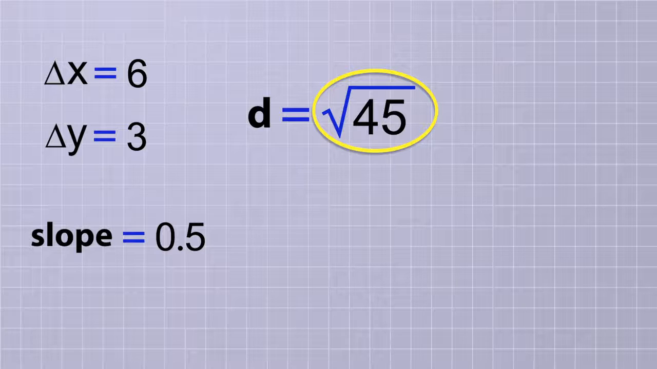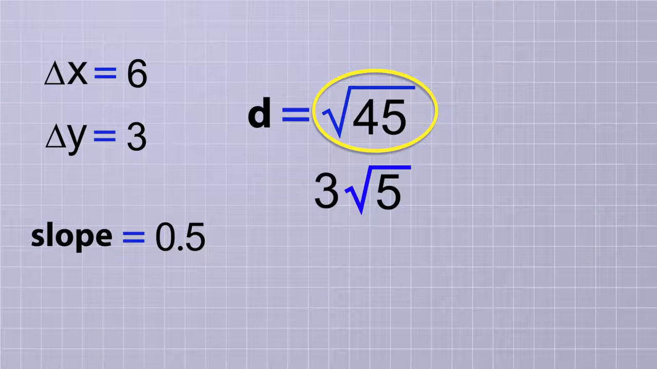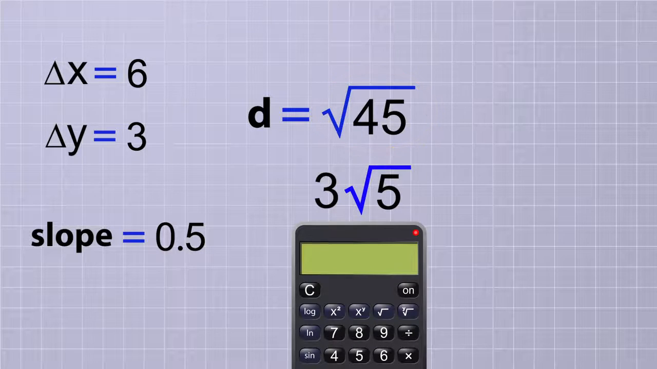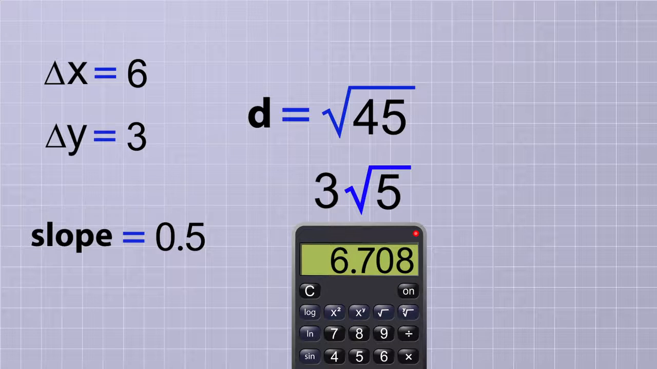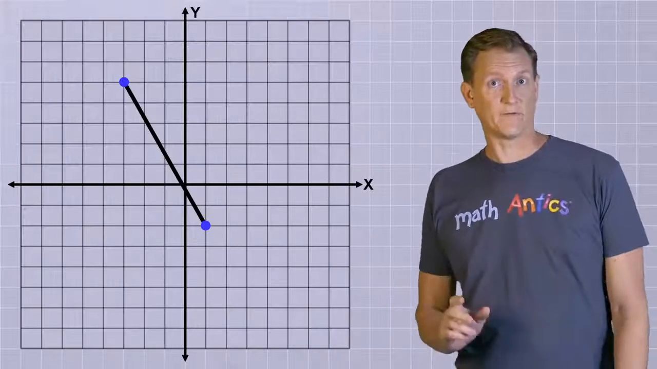You could also simplify the answer to 3 root 5, or use a calculator to convert it to a decimal, which would be 6.708 rounded to 3 places. That wasn't so bad, was it? But let's try one more example to make sure you've got it.